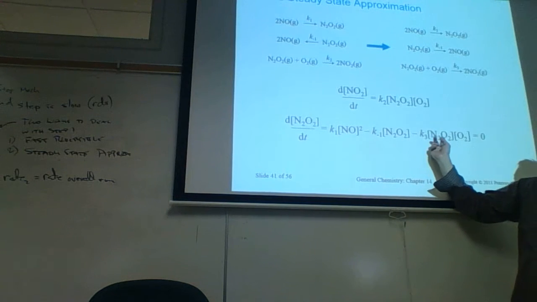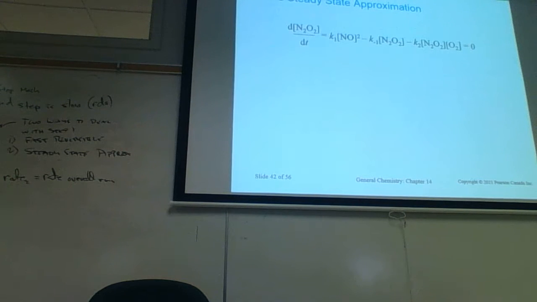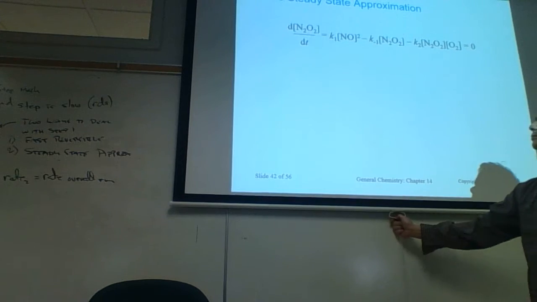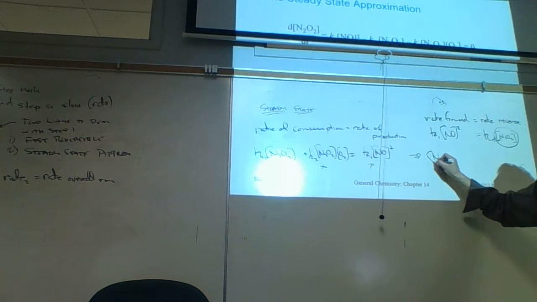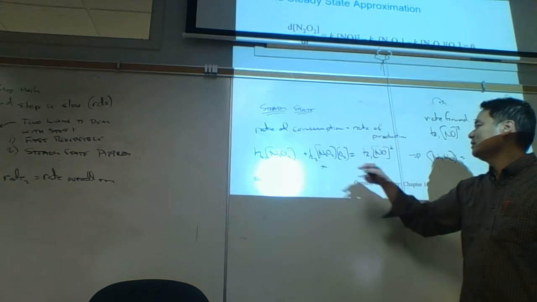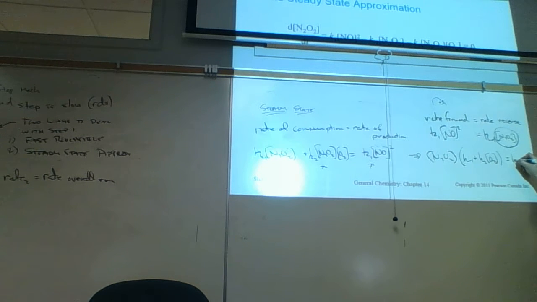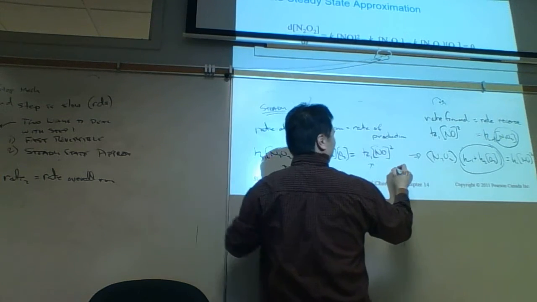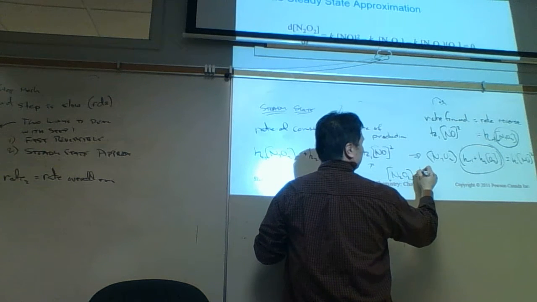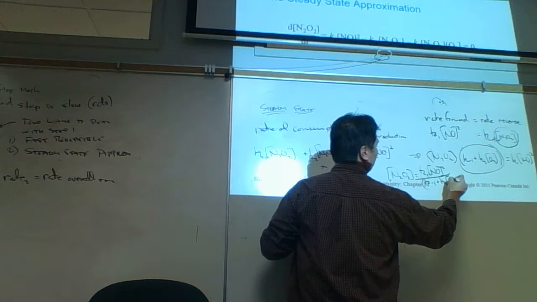So what we're going to do is solve this equation for N2O2. I just rearrange this algebraically. We'll factor the N2O2 out of this. So we get N2O2 times K minus 1 plus K2 times the O2 concentration is equal to K1 times the NO concentration squared. Then we divide both sides by this term here, and we get that the N2O2 concentration is equal to K1 NO squared divided by K minus 1 plus K2 O2.